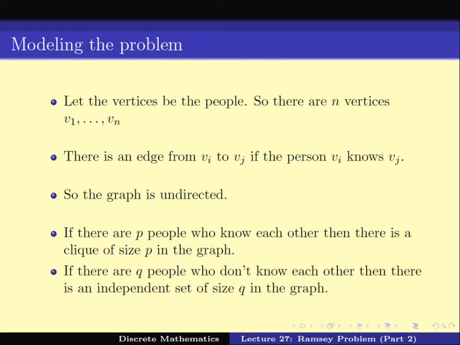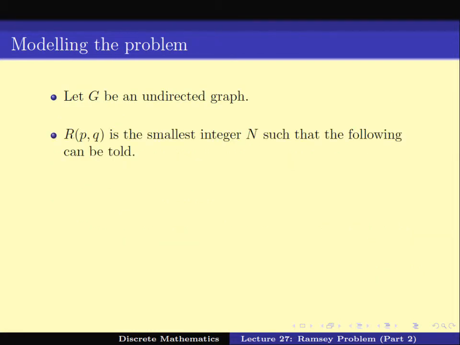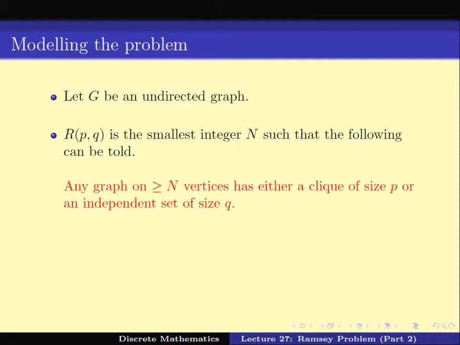And similarly, if I am looking for Q people who don't know each other, or in other words, there are Q vertices such that between any pair of vertices in this set there is no edge, we get an independent set of size Q. So if this is how we look at it, the definition of R(p,q) becomes: R(p,q) is the smallest integer n such that any graph on at least n vertices has either a clique of size P or an independent set of size Q. So this is how we would like to define R(p,q).